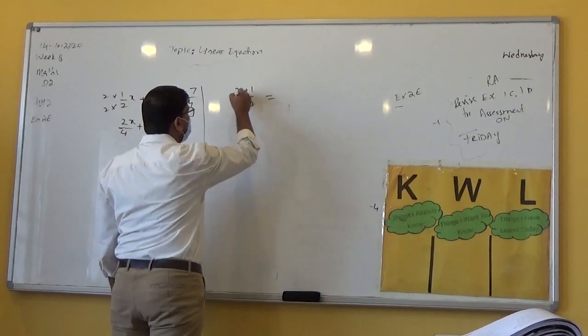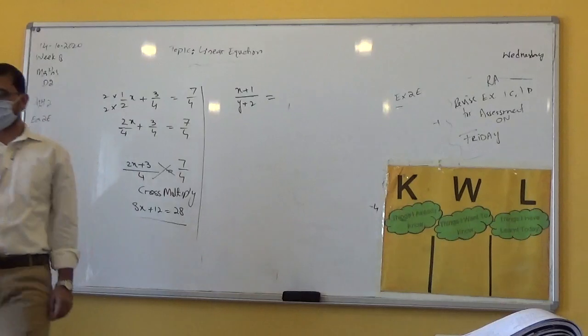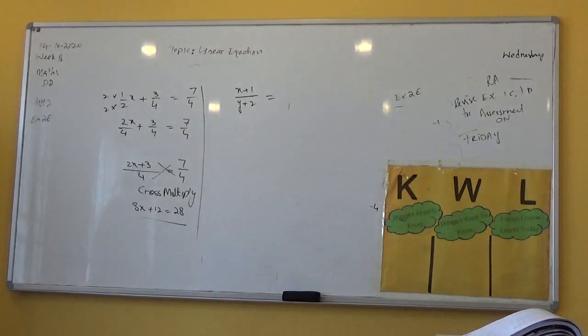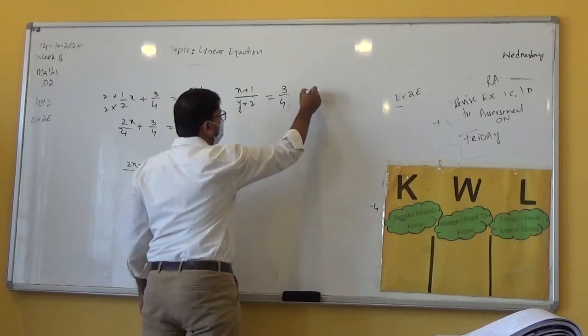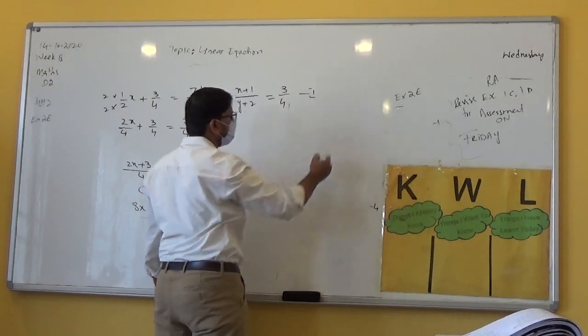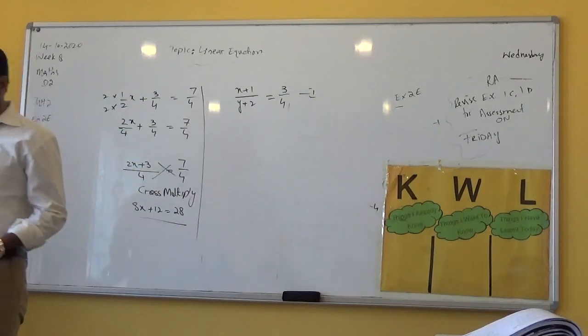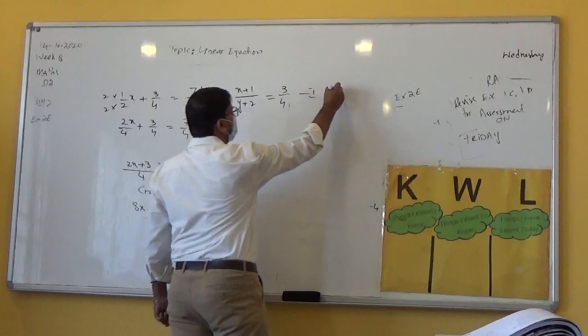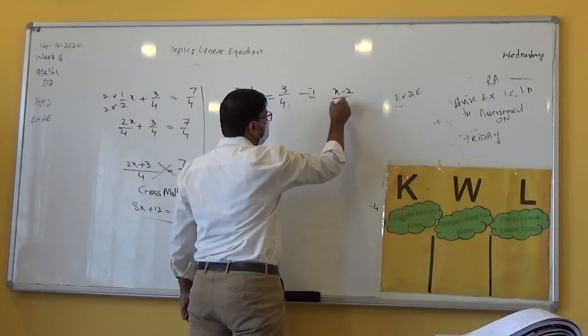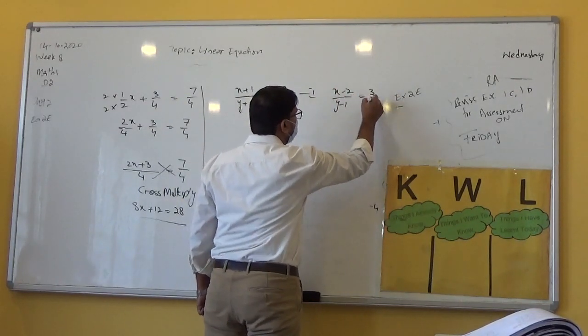Y plus 2 is equal to what? That is equal to 3 by 4. And the second equation is? This is the first equation. And what is the second equation? Speak up. X minus 2 by y minus 1 is equal to 3 by 5.